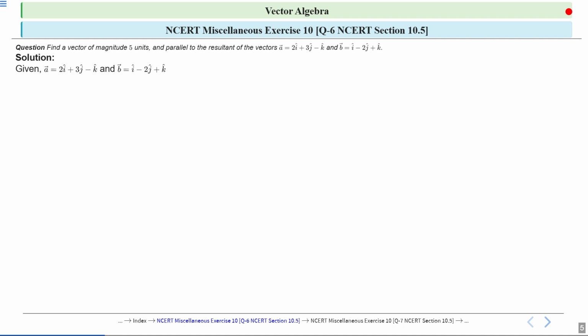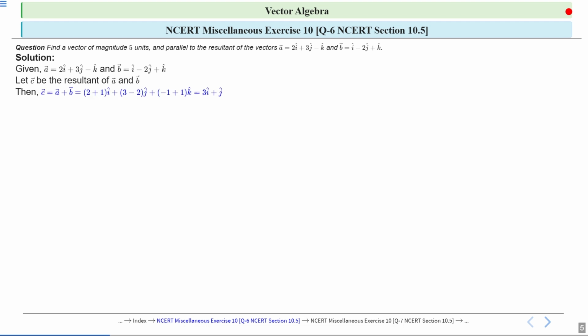First let's write down the two vectors given in the problem. We have vector A equal to 2 i cap plus 3 j cap minus k cap and vector B equal to i cap minus 2 j cap plus k cap. These are the vectors whose resultant we need to find. Now let's introduce a new vector C, which will represent the resultant of the vectors A and B. So C vector is defined as the sum of A vector and B vector.